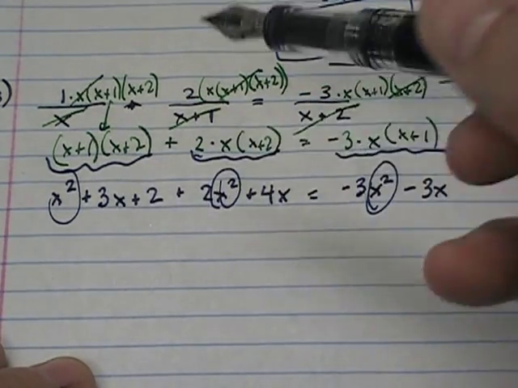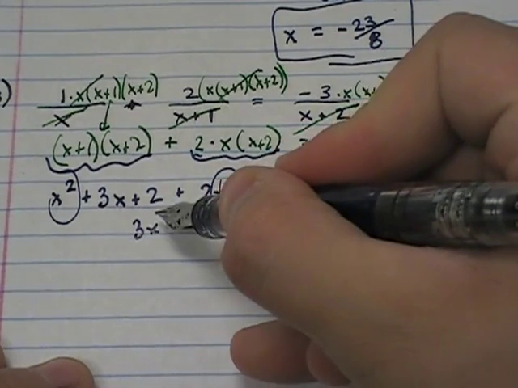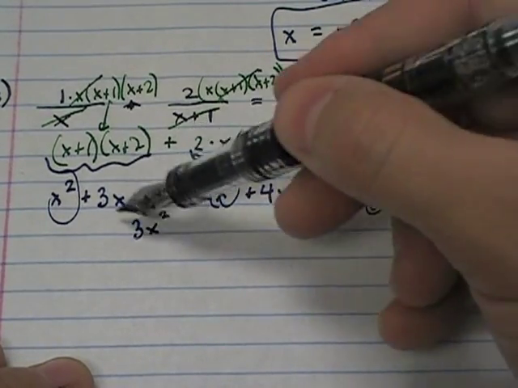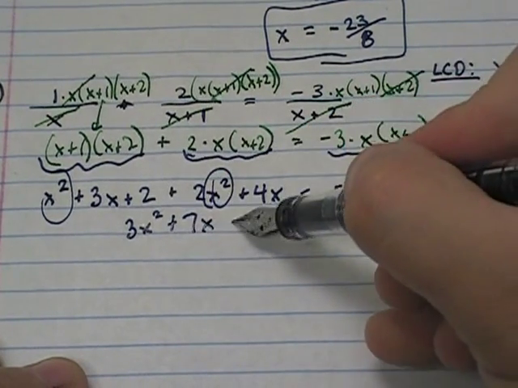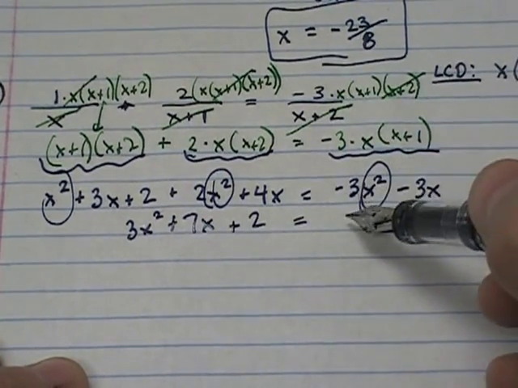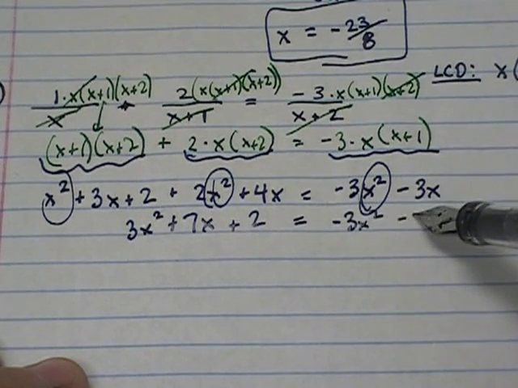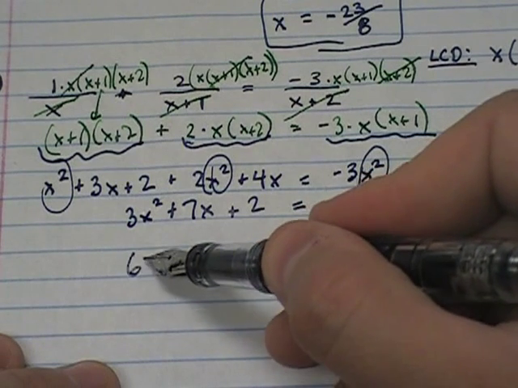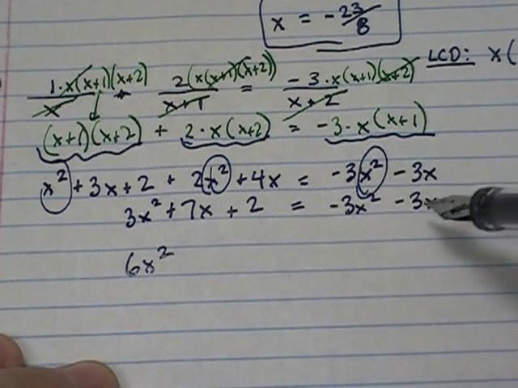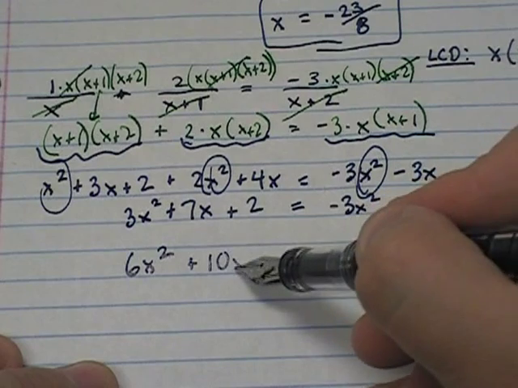So x squared plus 2x squared makes 3x squared, and 3x and 4x make 7x, and then the plus 2 we're just going to tack on to the end, negative 3x squared minus 3x. Add 3x squared to both sides, we get 6x squared. Add 3x to both sides, we get 10x.